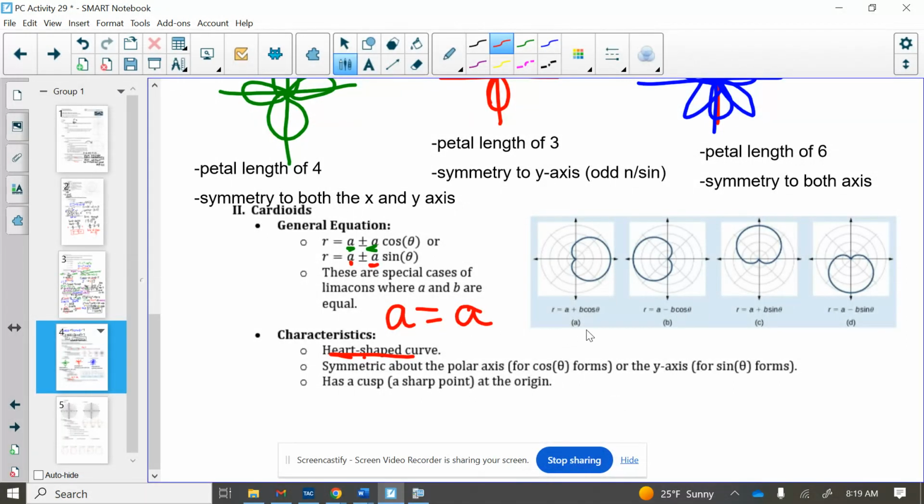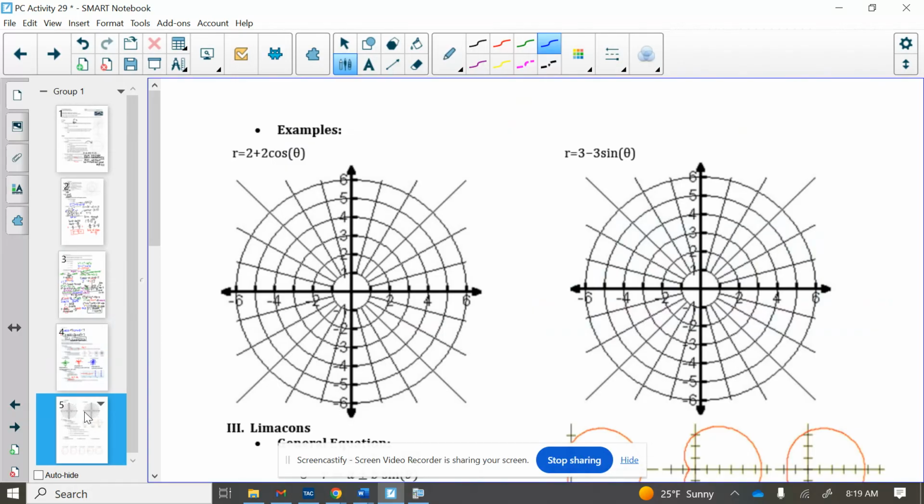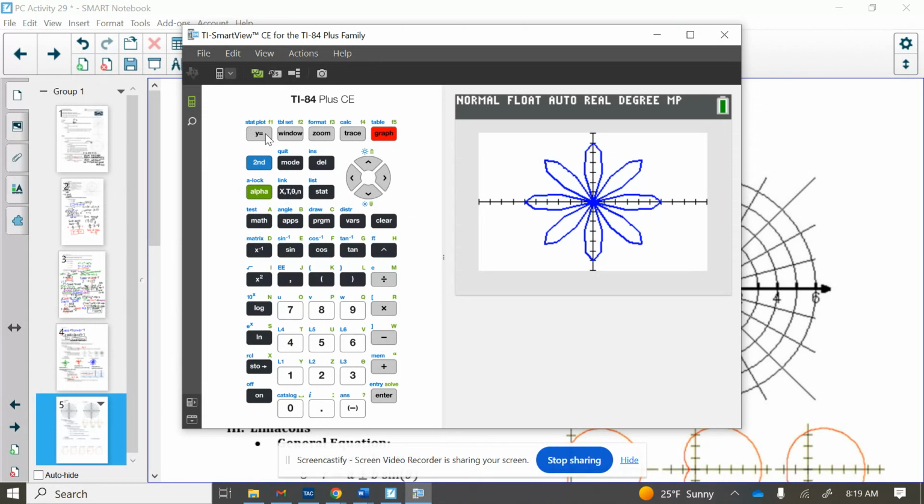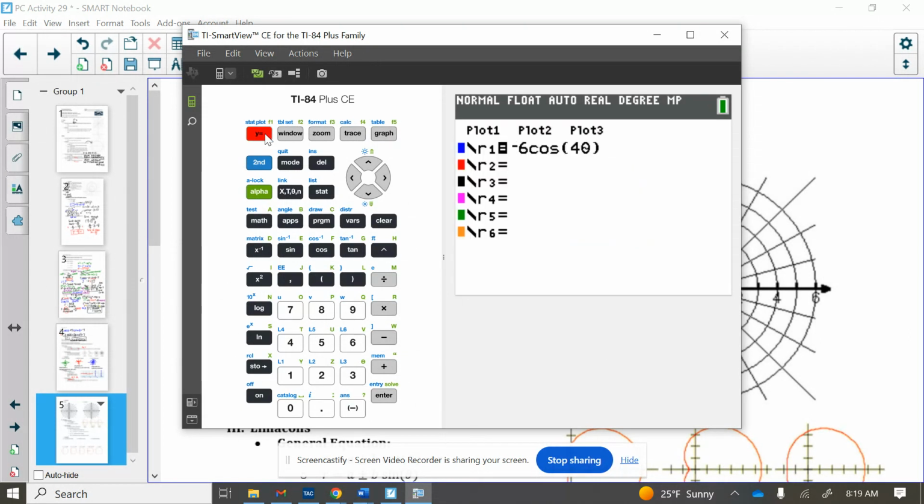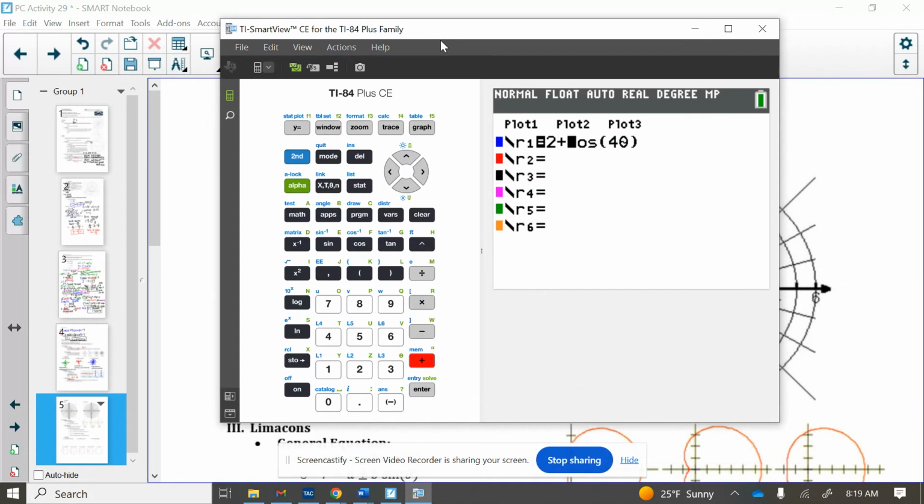Again, you're going to see different types of symmetry. If this is a cosine graph, you would see symmetry to your x-axis, versus if it's a sine, you would see symmetry to the y-axis. Notice on these there's that sharp point at the origin each time, and they look like a heart. Let's graph some of these examples. Reminder with your graph, you want to use some exact values. So we have 2 plus 2 cosine of theta this time.